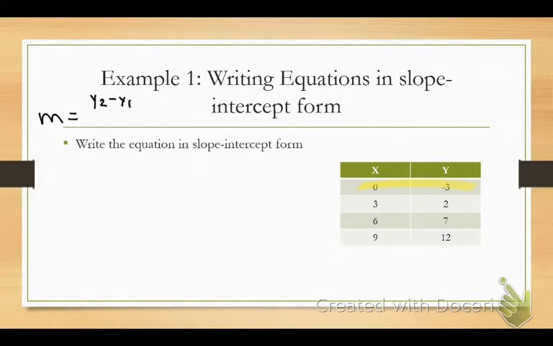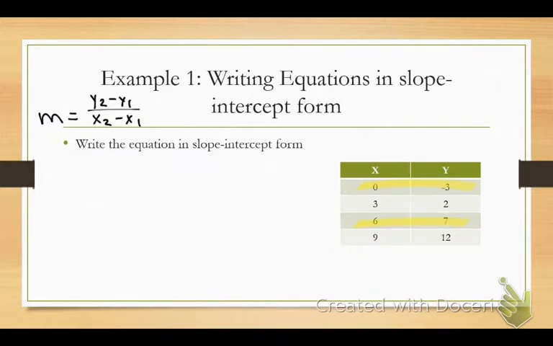M equals Y2 minus Y1 over X2 minus X1. Very good. If you get the order wrong in your formula, you won't get the slope right, so you've got to get that right. Now, we come back over to the table of values. You can pick any two values in this table. Any two. It needs to go top to bottom, though.